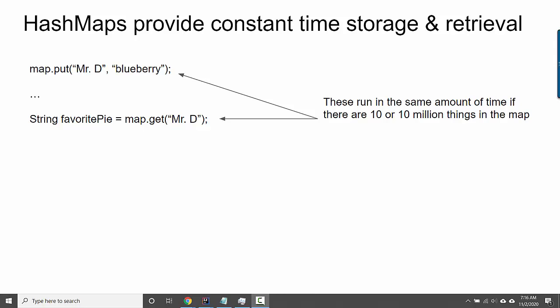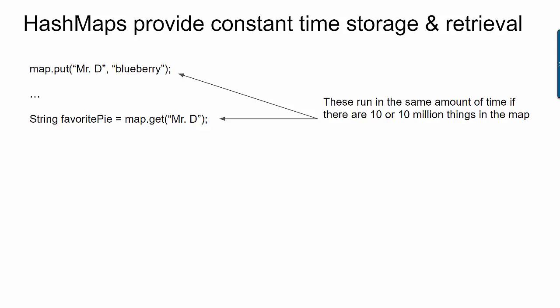Then later on, I can retrieve the information using the get method. So if I say get Mr. D, it will retrieve the value that's associated with the key Mr. D. It will retrieve blueberry as my favorite pie. What it means that this runs in constant time is that the amount of time it takes to run both operations is independent of the total number of things that I've stored inside my map. So it'll run in the same amount of time if I've got 10 things or 10 million things.